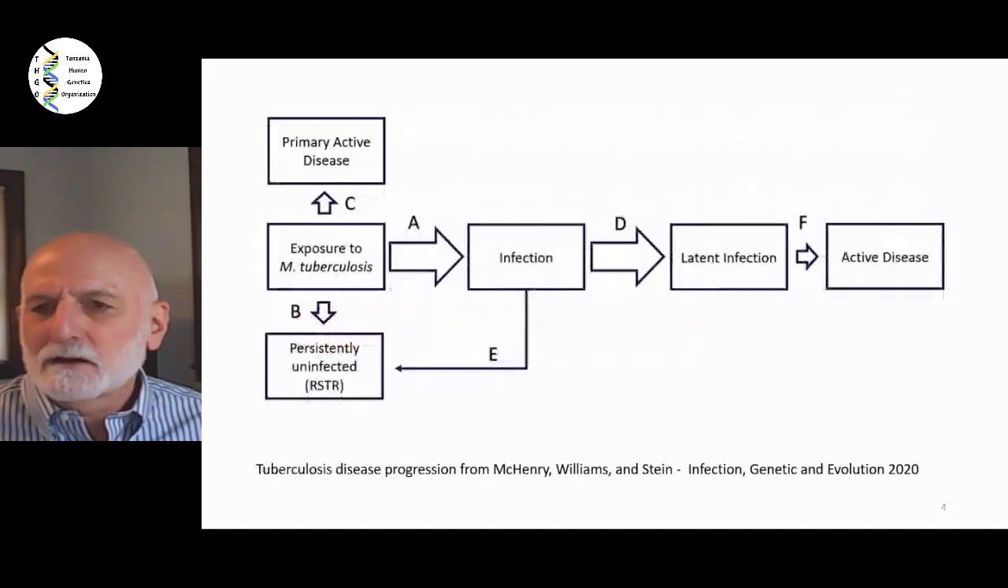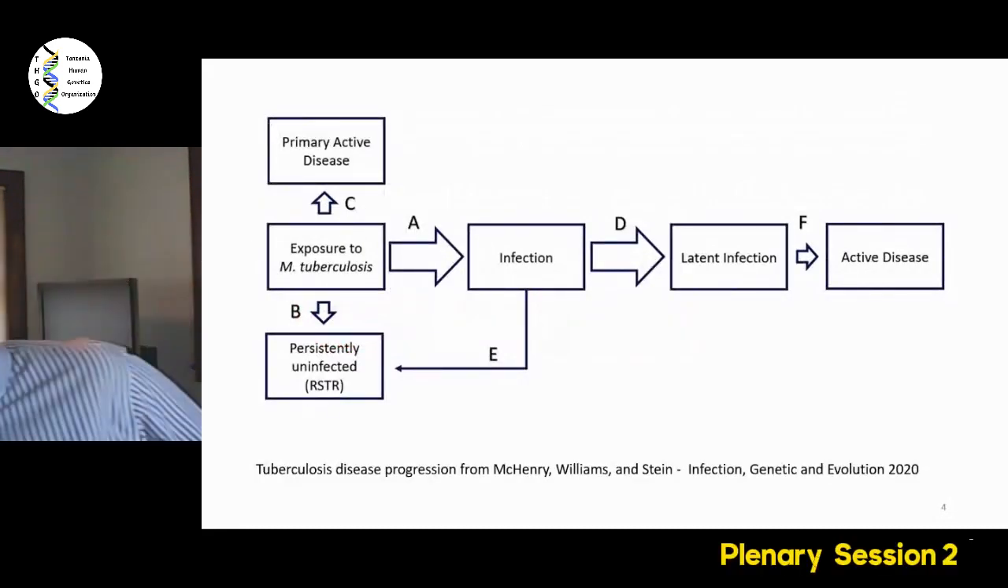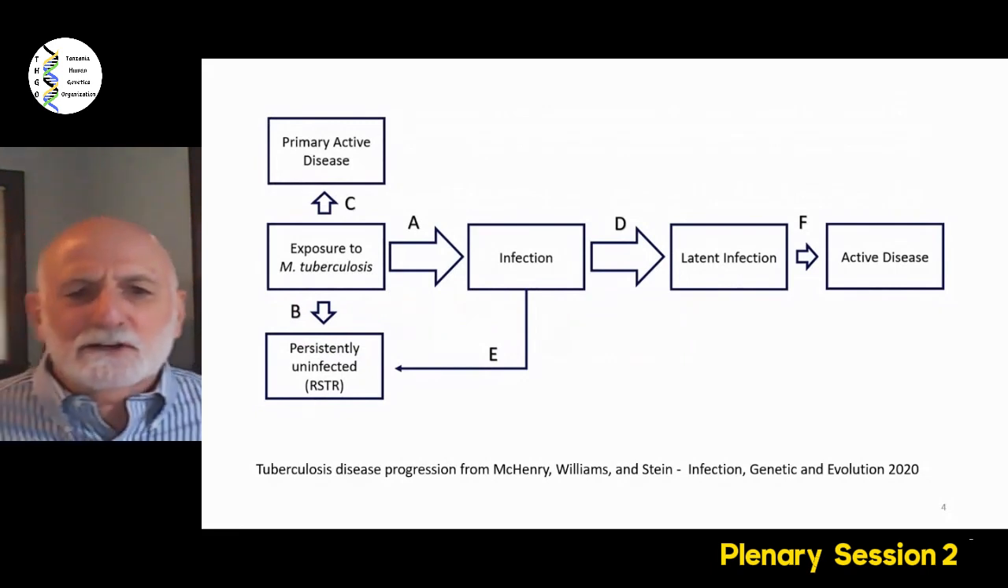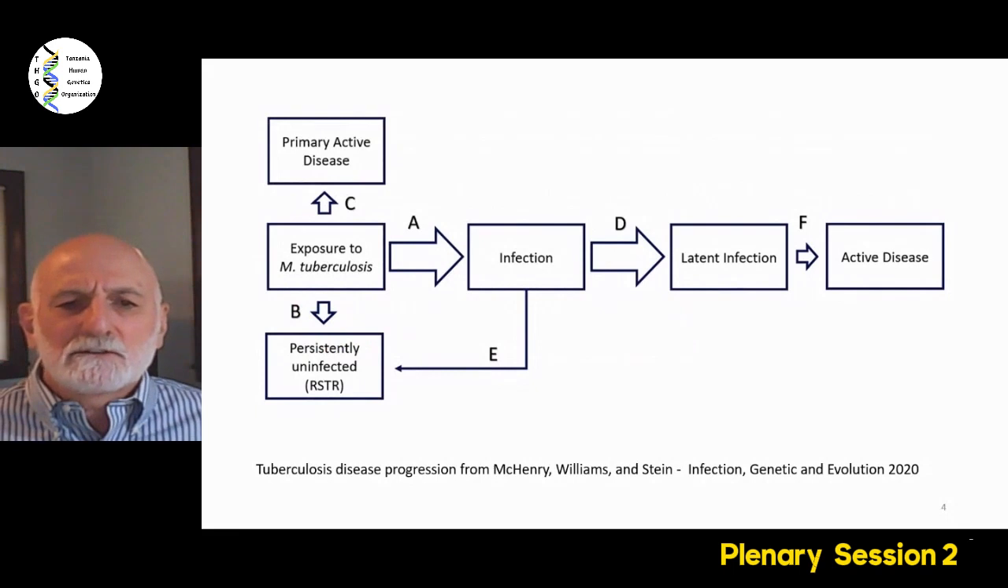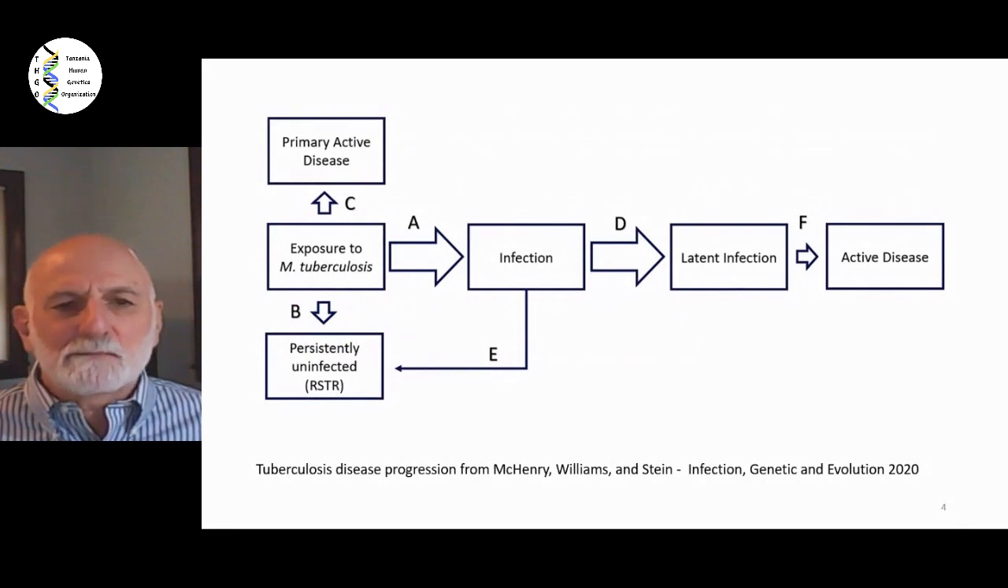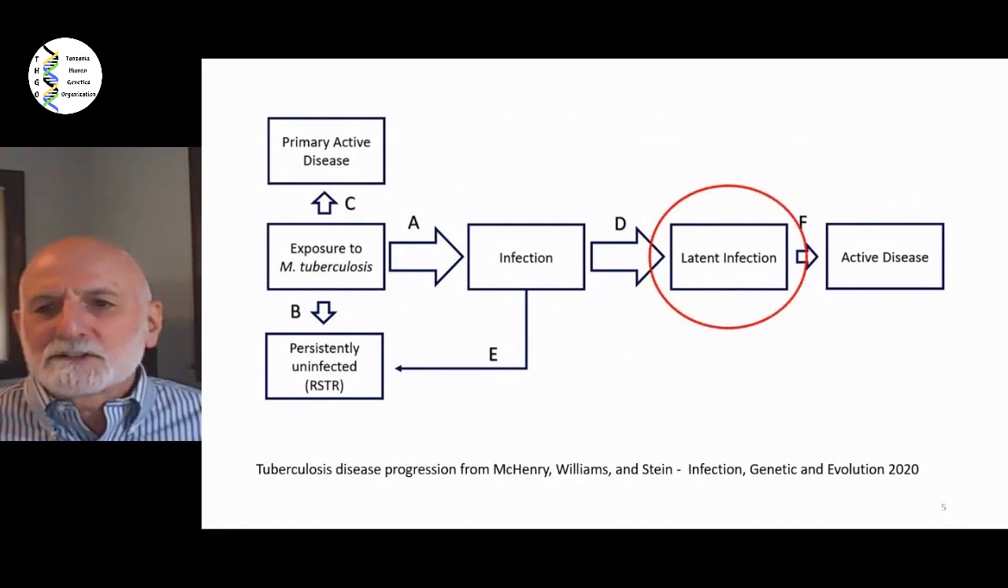To give a map from a paper we published last year, and this is for Mycobacterium, but it really occurs for most other things: you get an exposure to this agent, you get infected, maybe some people resist it, maybe some people get active disease very rapidly. But in the case of tuberculosis, most people stay in this stage their entire lives of latent infection with no active disease.